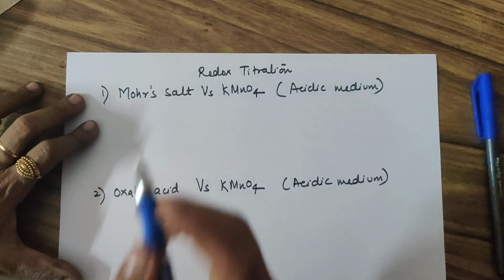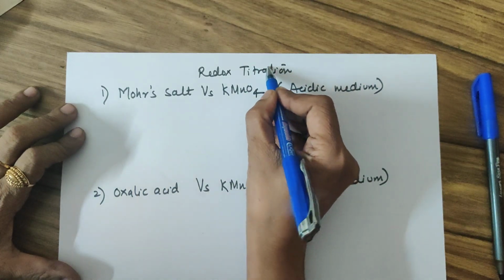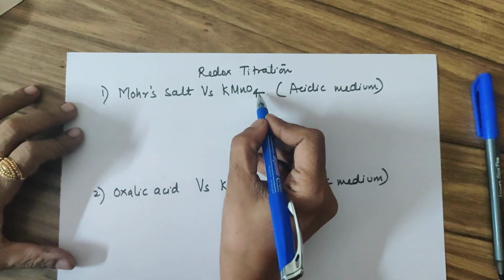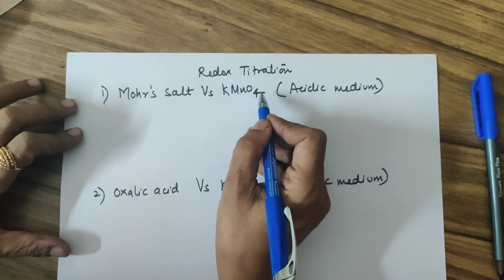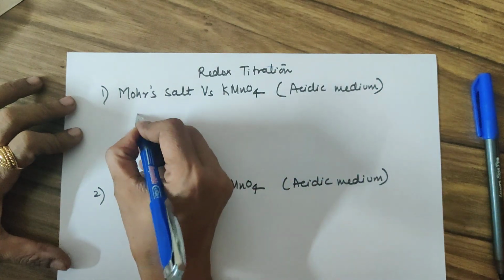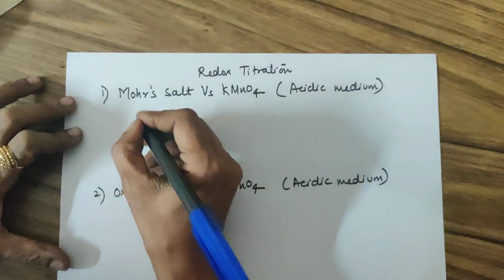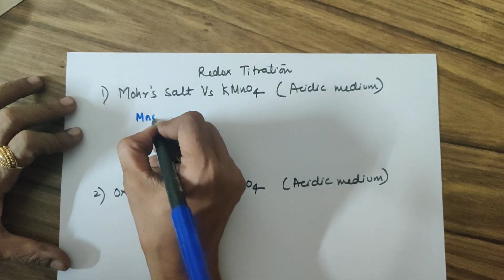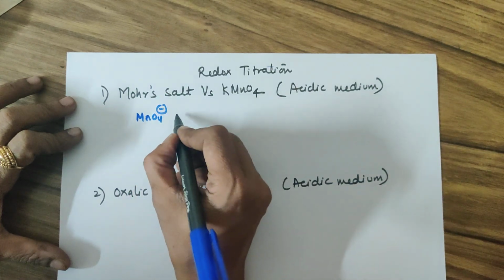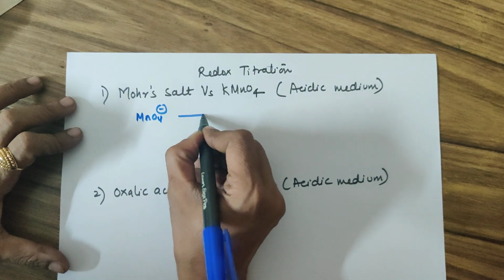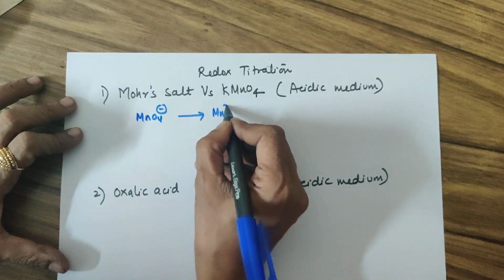Alright, quickly going on to the redox titration of class 12th. Mohr salt titration versus KMnO4 is to be done in acidic medium. You use your MnO4 minus in highly acidic medium and you want it to go to Mn2 plus.